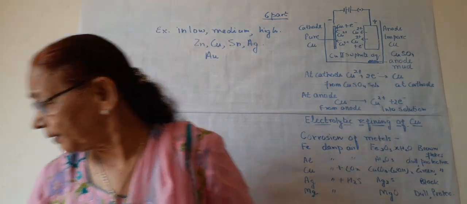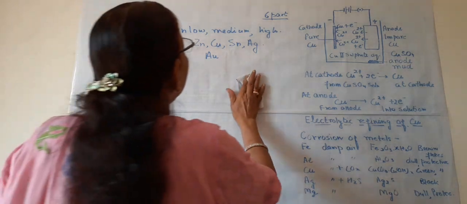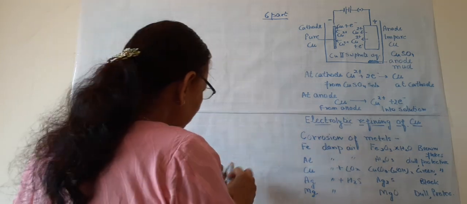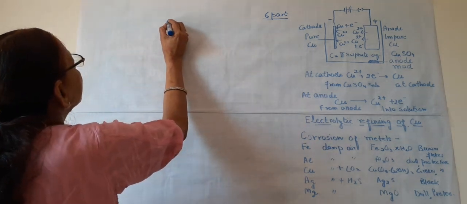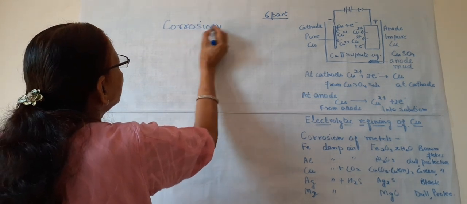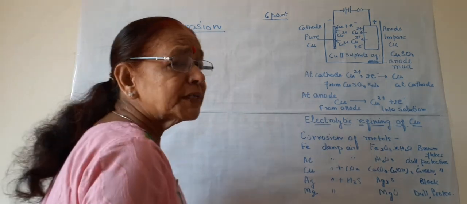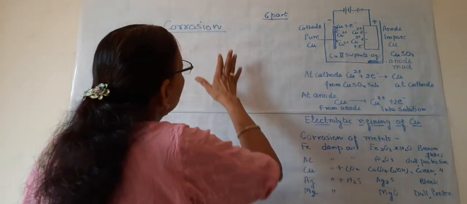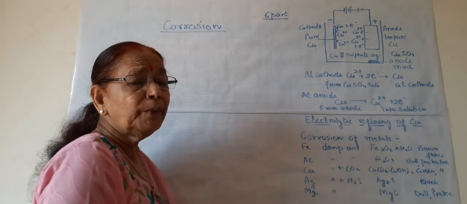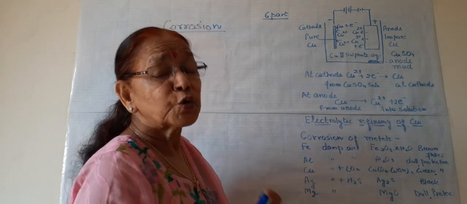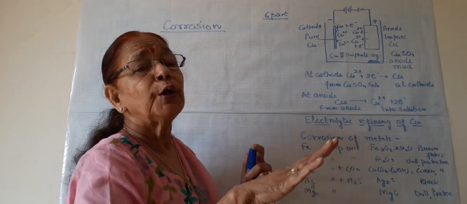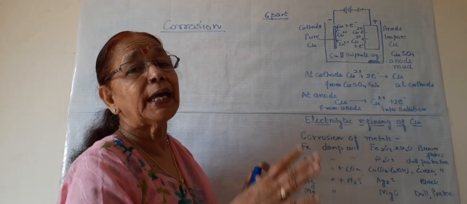Now the next topic here in metals and non-metals, a very simple topic, is corrosion. You know corrosion. You have studied it in lower classes also. Very simple, just child's play. So what is corrosion? Corrosion is the slow and gradual eating of a metal surface due to the activity of air.